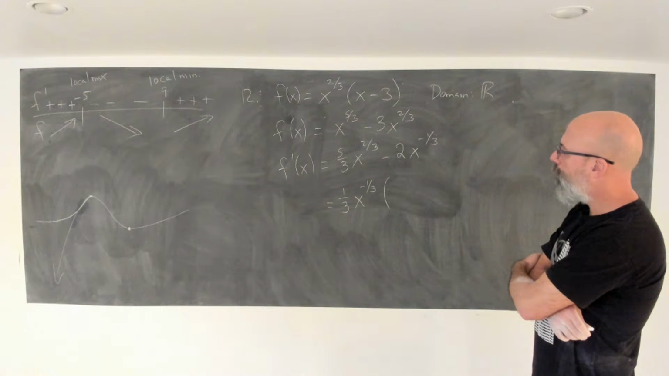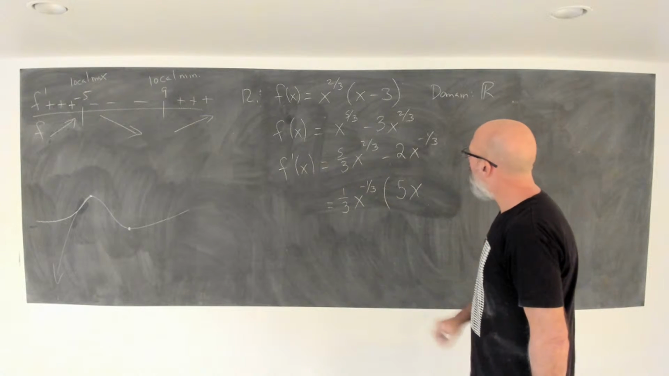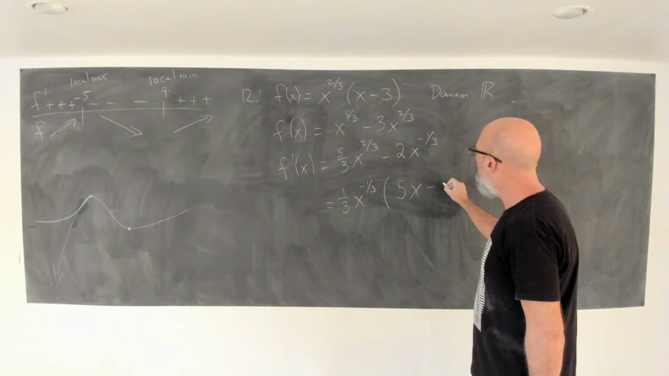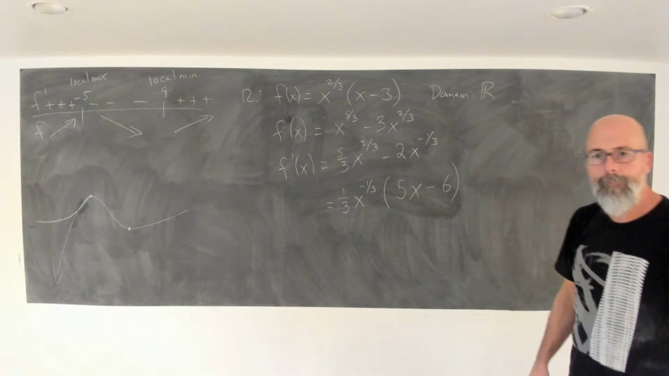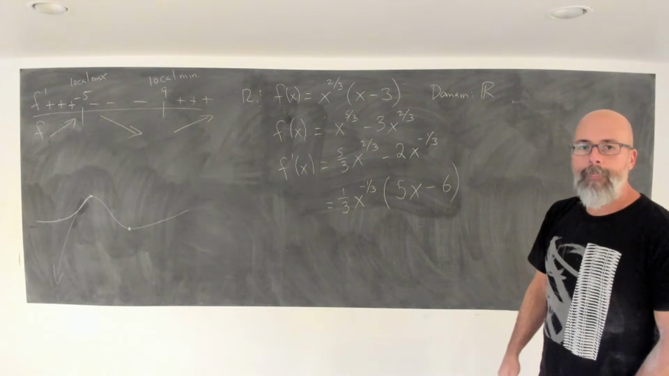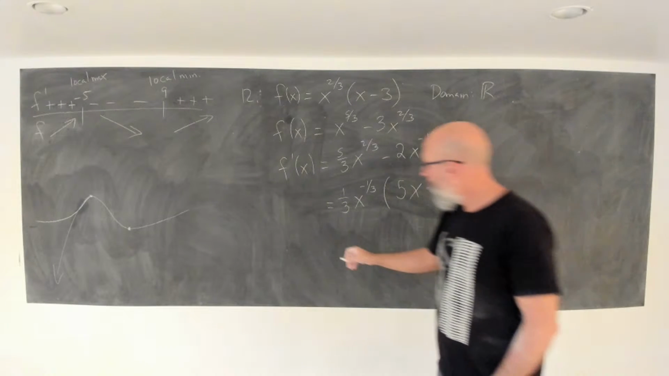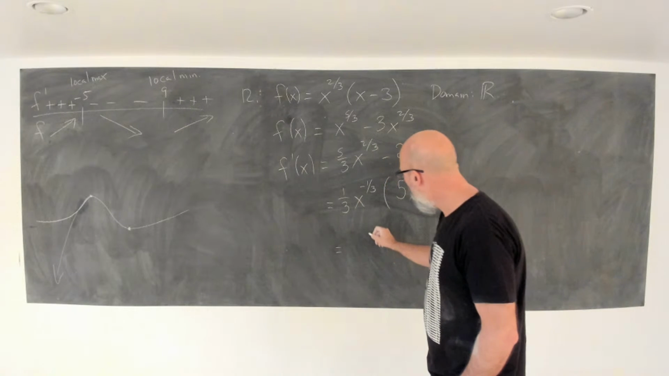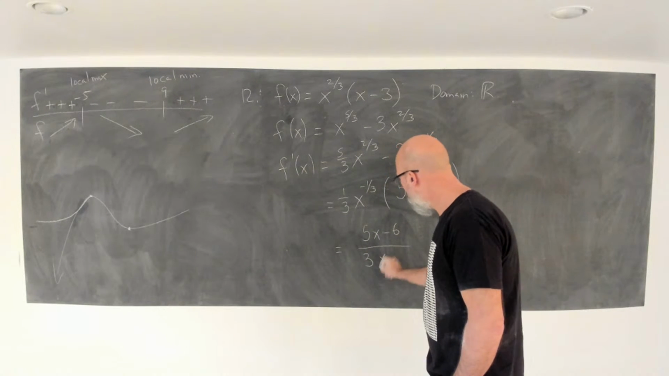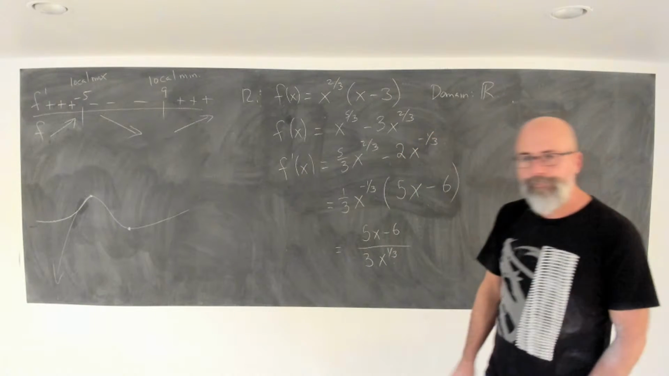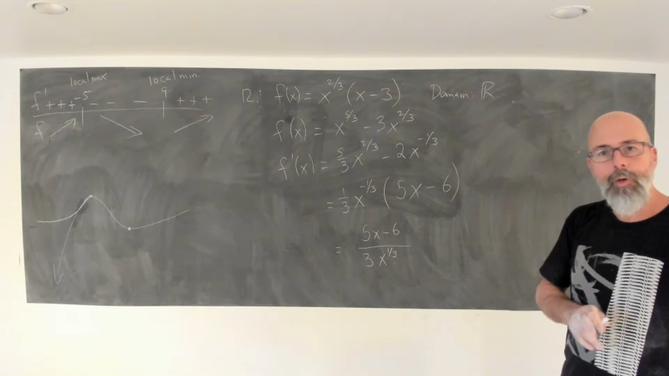So let's factor out a 1/3 x to the negative 1/3. What does that leave us with? 5x minus 6. Is that correct? (5x minus 6). So, well, I mean, if you want to take it a step further, does everybody have this? Questions?